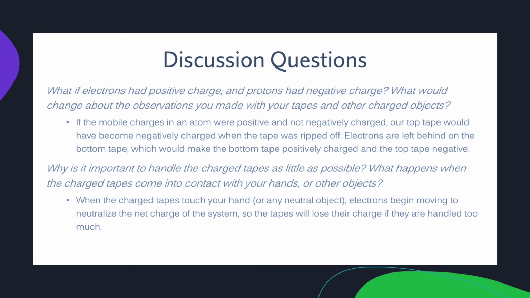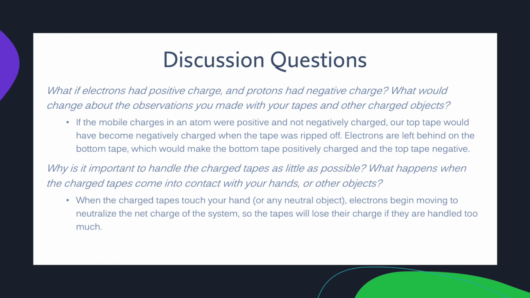Discussion questions. What if electrons had positive charge and protons had negative charge? What would change about the observations you made with your tapes and other charged objects? If the mobile charges in an atom were positive and not negatively charged, our top tape would have become negatively charged when the tape was ripped off. Electrons are left behind on the bottom tape, which would make the bottom tape positively charged and the top tape negative in this hypothetical.